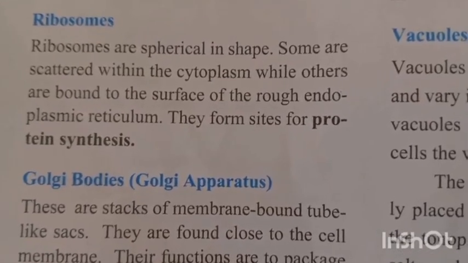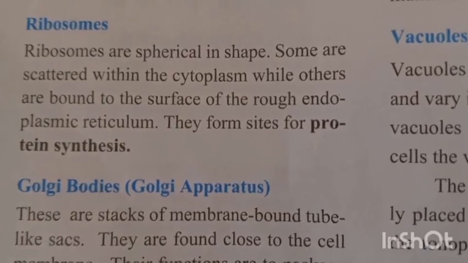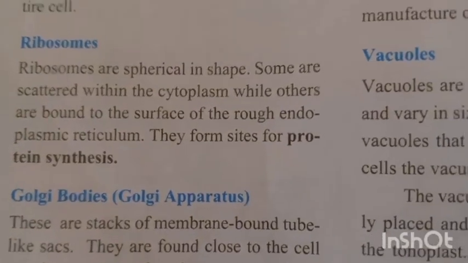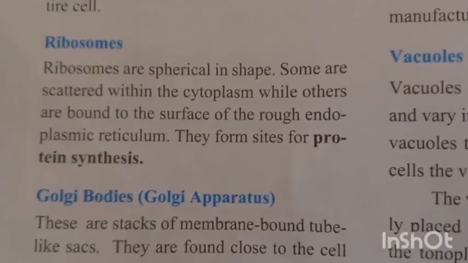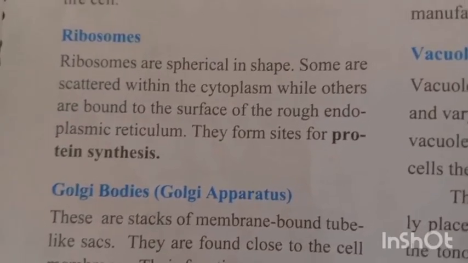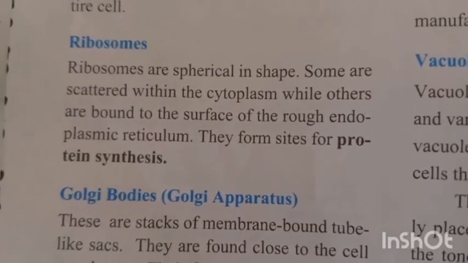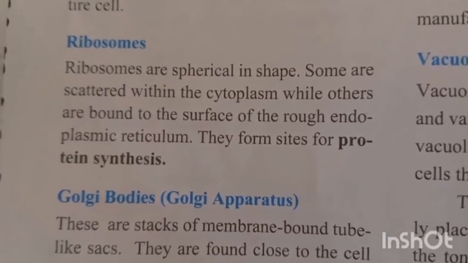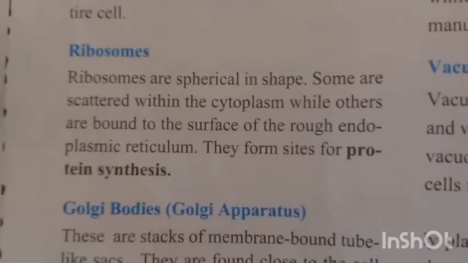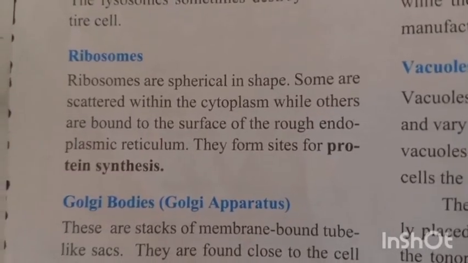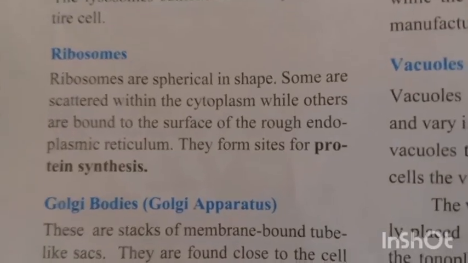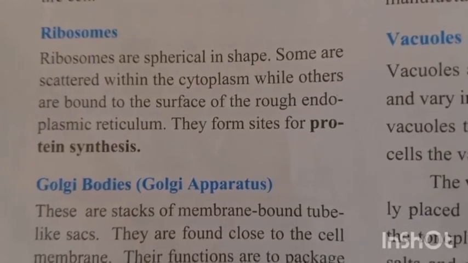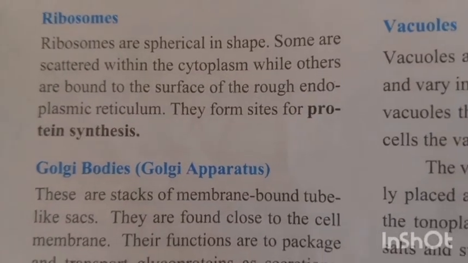Ribosomes, like I've said earlier, are a site for protein synthesis. They are spherical or almost circular in shape, and they are sometimes found scattered in the cytoplasm, and others are found on the surface of rough endoplasmic reticulum. So ribosomes, in short, are a site for protein synthesis.